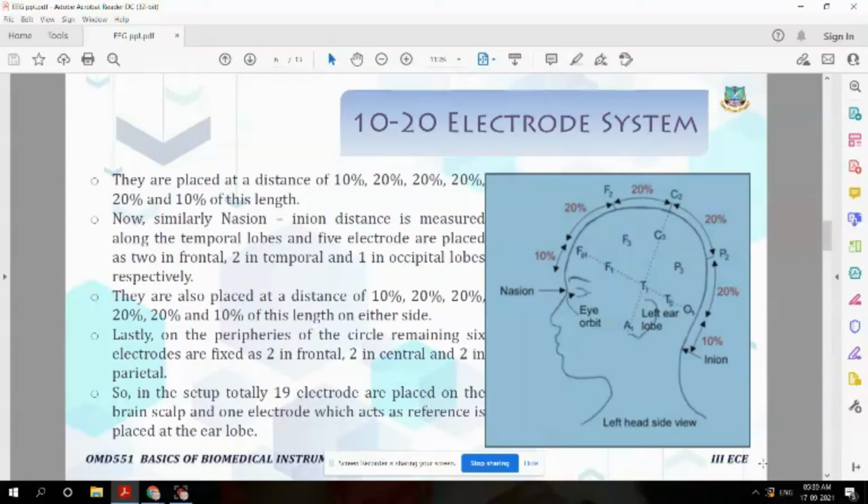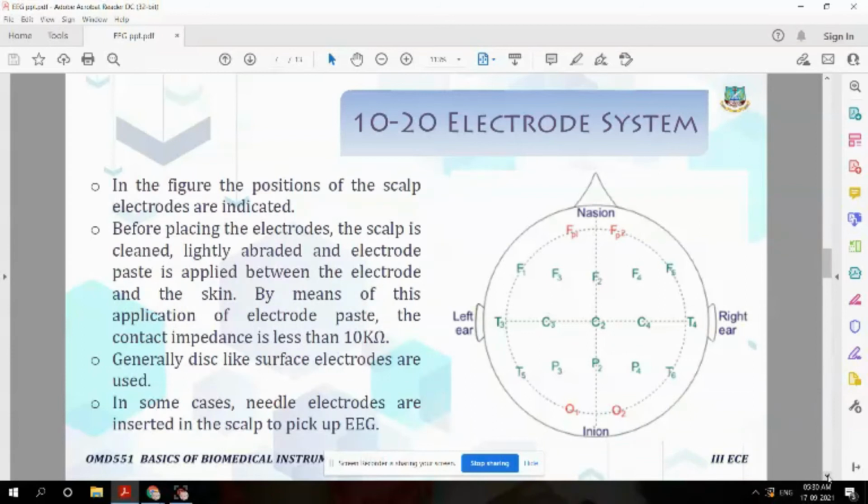Next, we draw a line on the horizontal part, from the left ear to the right ear. On the left ear to right ear line, we fix 2 points. One is the temporal points, another one is the central points. Next, this is the figure showing how we fix the electrodes on our brain.